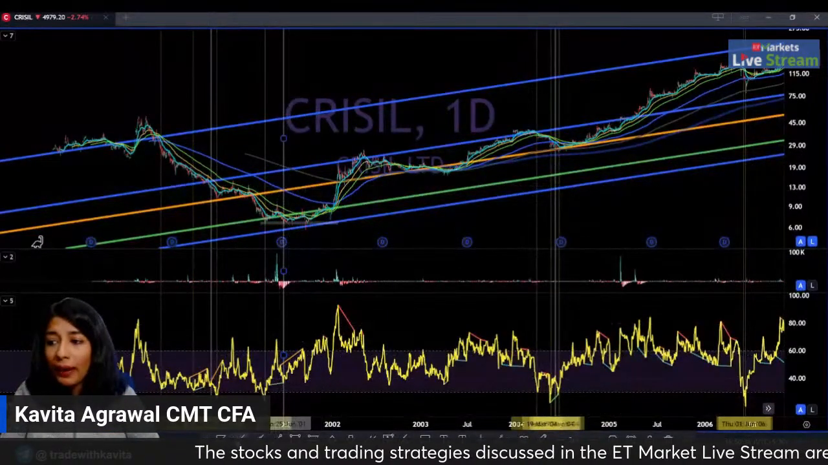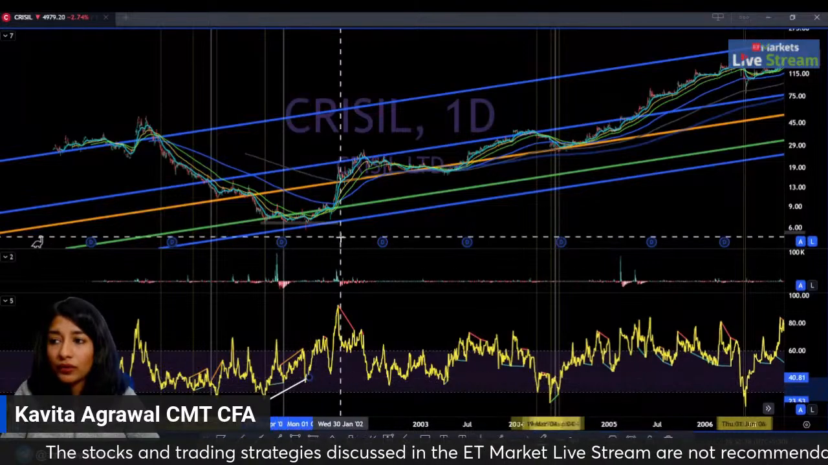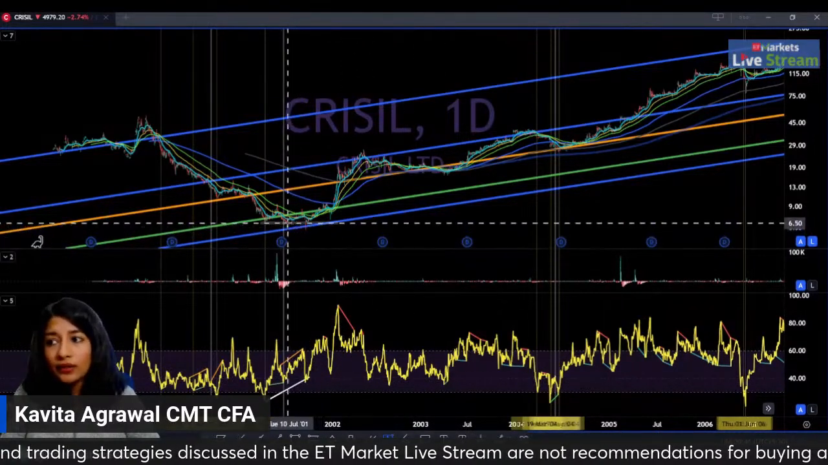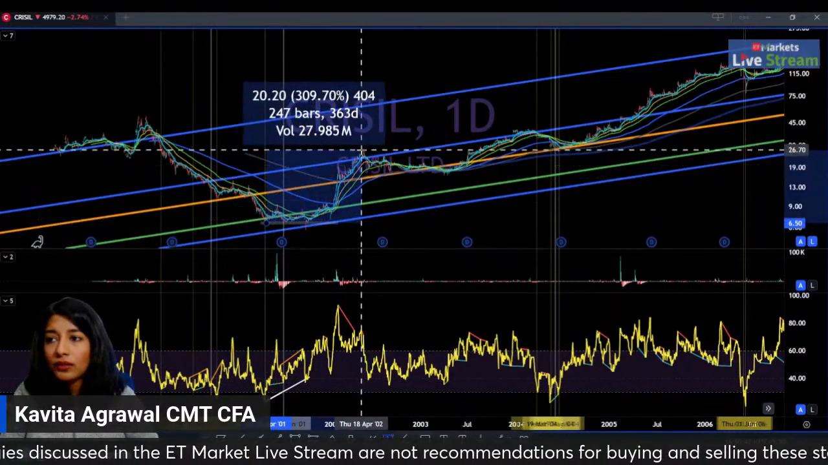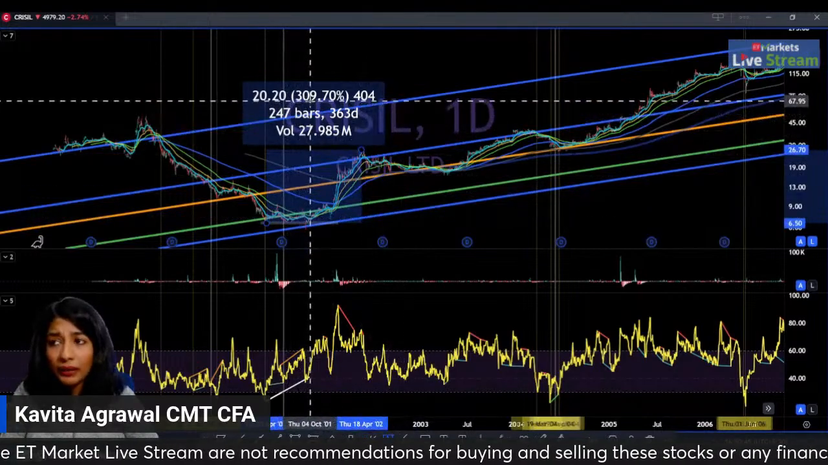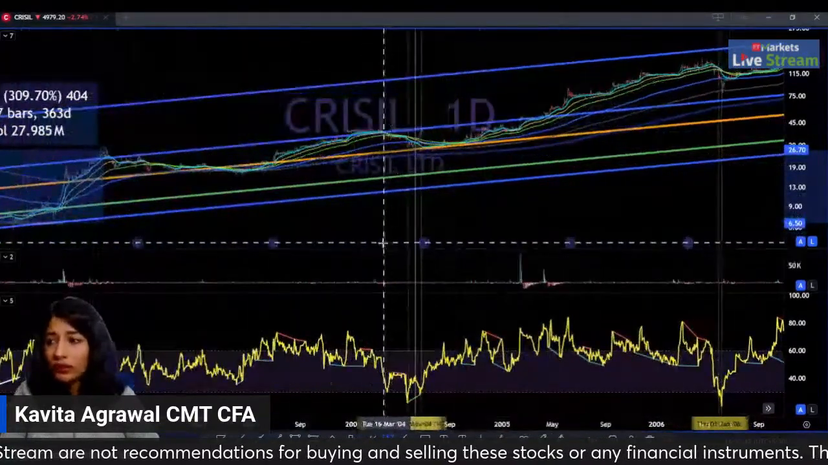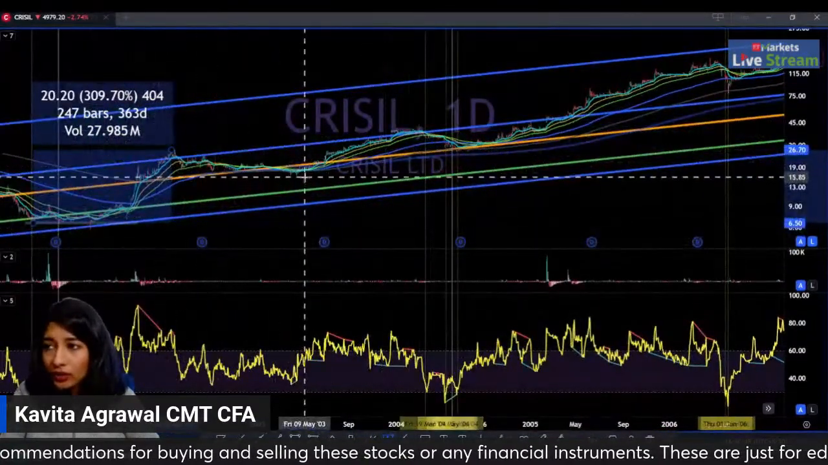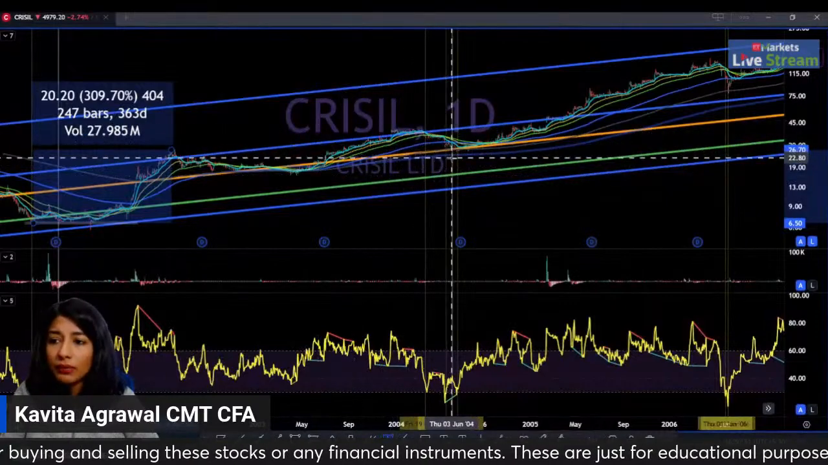And subsequently, what happened? We saw RSI positive divergence and we saw an upside. Let's quickly capture the extent of this upside. 309% in around 1 year, right? And then there was some correction, another bull trend, some correction.